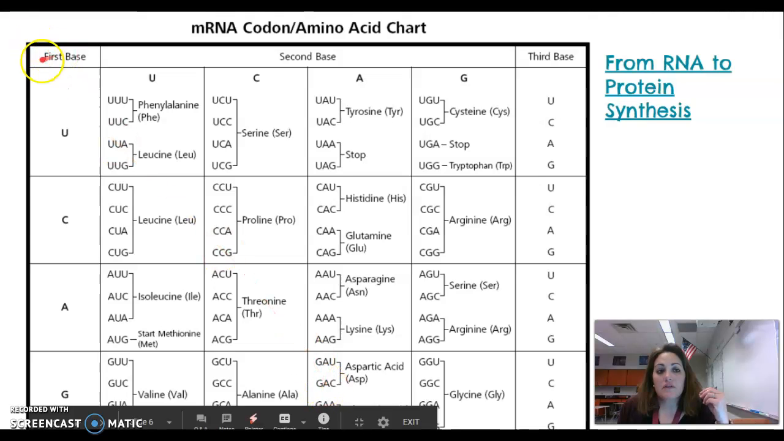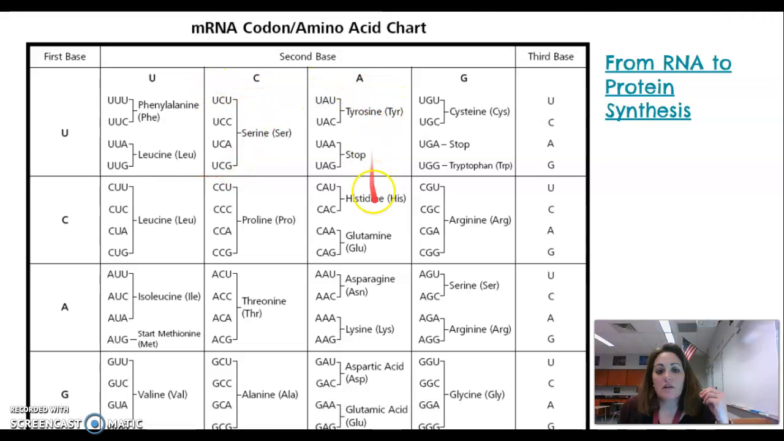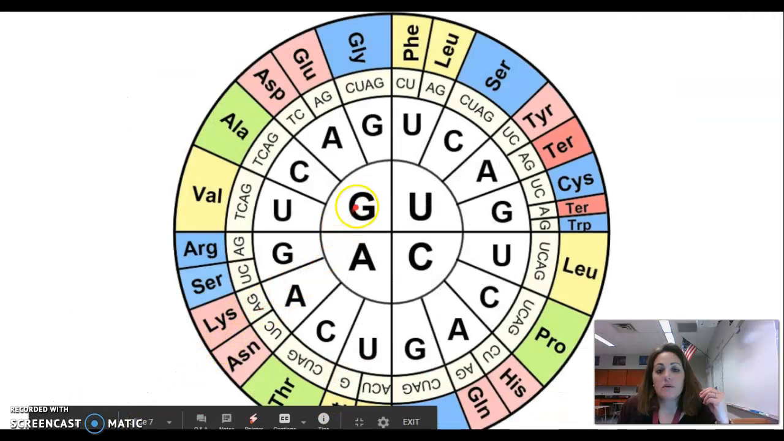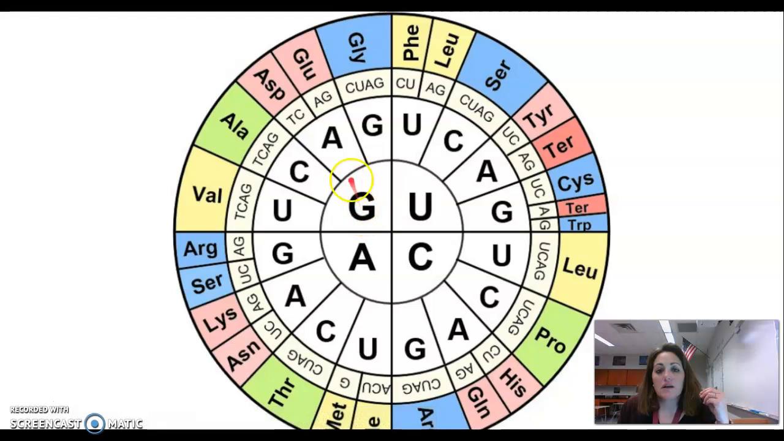So you're going to kind of follow this chart. See, first base is G, the second base you find the column is A, and then the third base, you stay in this row, it's C, so GAC. If you do that on the wheel, you start in the center, G, stay in this quadrant, A, and then stay in here, and it's C, so it's aspartic acid.